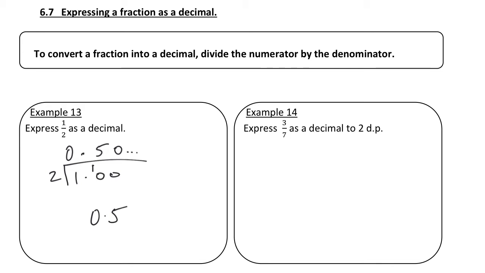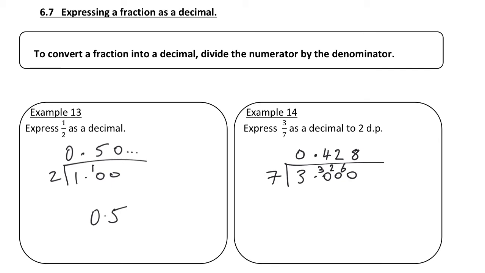In example 14, express 3/7 as a decimal to 2 decimal places. So again, what we need to do is 3 divided by 7. I'm going to put in a number of decimal places, and then we see how many 7's go into 3, so that's 0. And we need to carry the 3. We see how many 7's go into the 30, and that's 4, so 4 7's are 28, and that's carrying 2. 7 into 20 goes twice, so 2 7's are 14, and carry a 6. And then 7 into 60 goes 8 times, and we don't need to worry about a remainder. That's as far as we need to go.